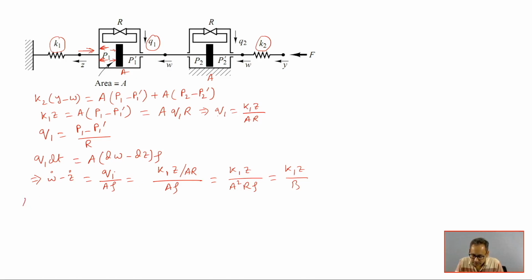Taking the Laplace transform now, S W(S) minus S Z(S) equals K1 Z(S) by B. This Z(S) can be taken to the right side of the equal sign. Then you can write W(S) equal to (K1 by (B S) plus 1) into Z(S). Now for the right hand side, this is for the left hand side dashpot.